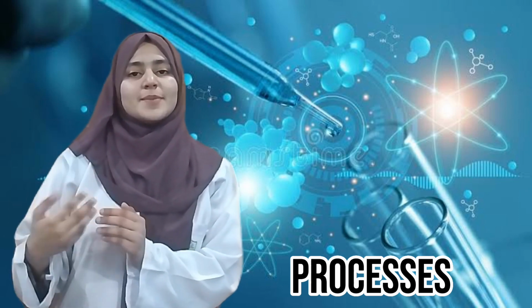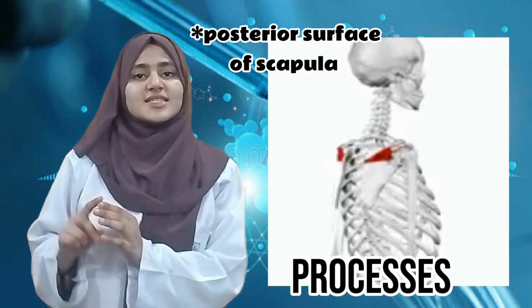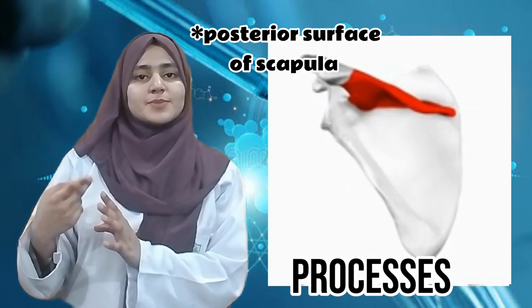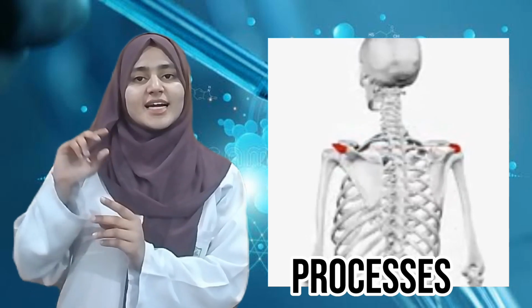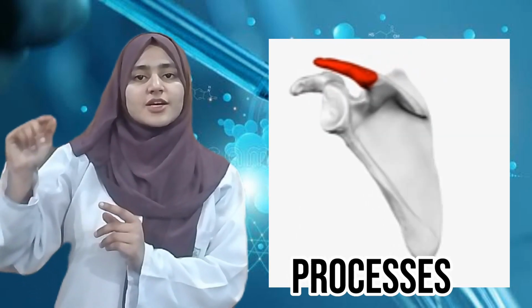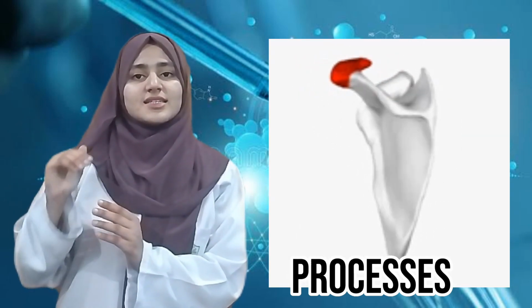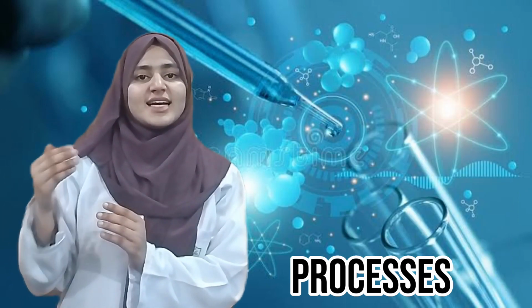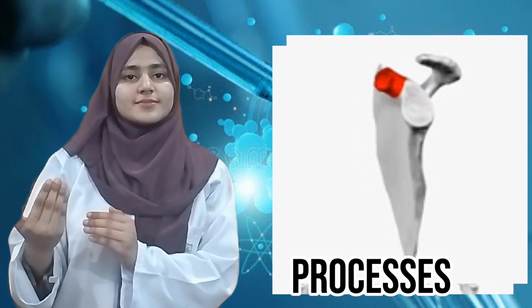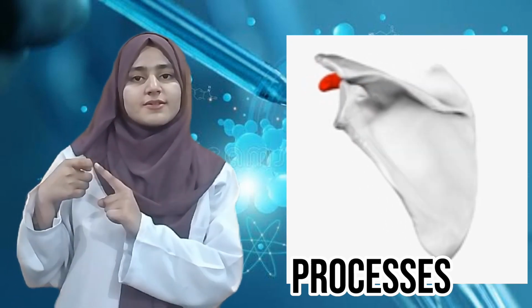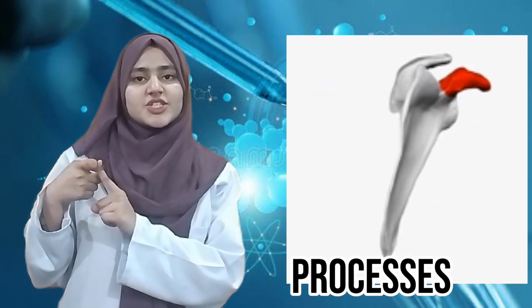There are three processes. One is the spine process, which is present on the posterior lateral side of the body. At the end of the spine, there is the acromion process, which is also present on the posterior side. And one is the coracoid process, which is present on the anterior side of the scapula. The coracoid process is shaped like a bent finger.